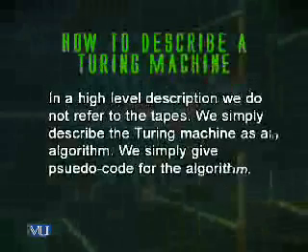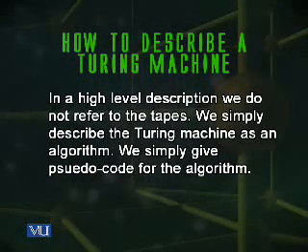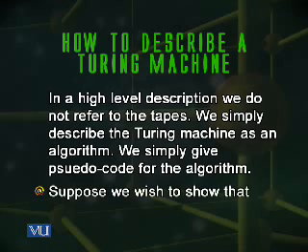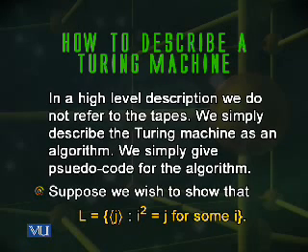We have already used these high-level descriptions. But just to make it clear what a high-level description is, let's look at one more example. In a high-level description, we do not refer to tapes or heads of the Turing machine. We simply describe the Turing machine as an algorithm. In other words, we simply give the pseudocode for this algorithm. Suppose that we wish to show that the language L, which is the encodings of all J such that J is a perfect square, can be accepted by a Turing machine.